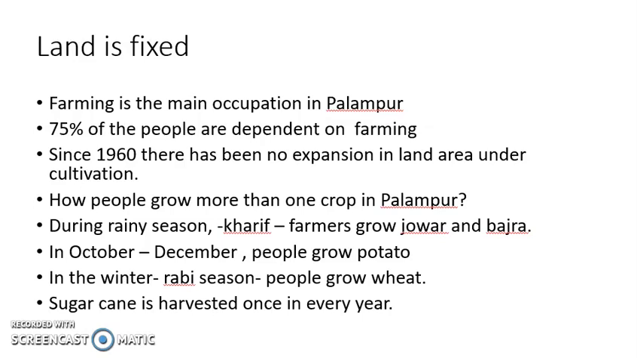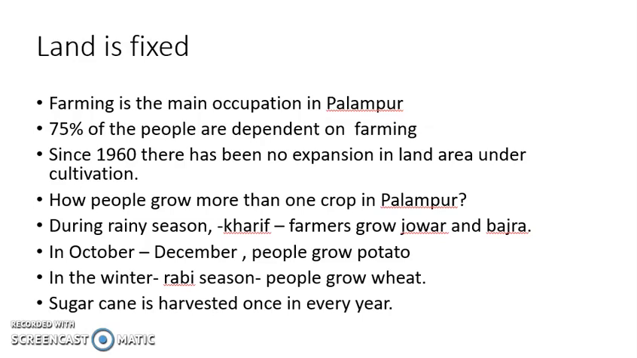Multiple cropping in the sense, there are mainly two agricultural seasons. For example, kharif season, that is rainy season. Then rabi season, that is known as the winter season. So in kharif season, that is rainy season, farmers in Palampur grow jowar and bajra. So that is one type of crop, kharif crops. Jowar and bajra, during rainy season they grow.